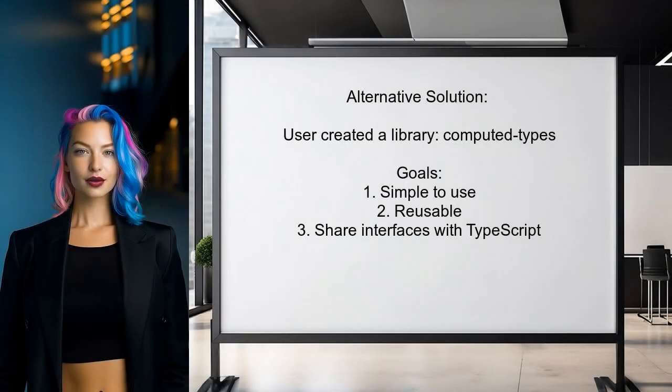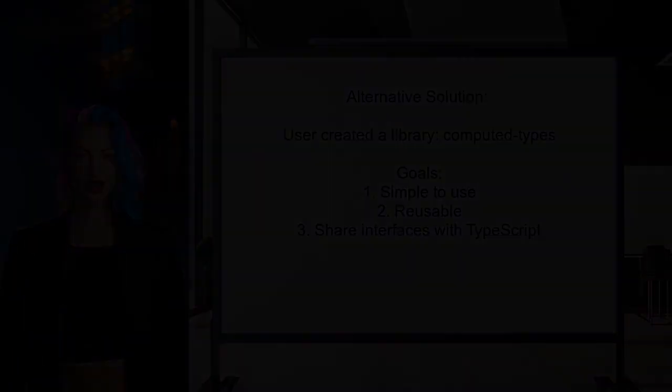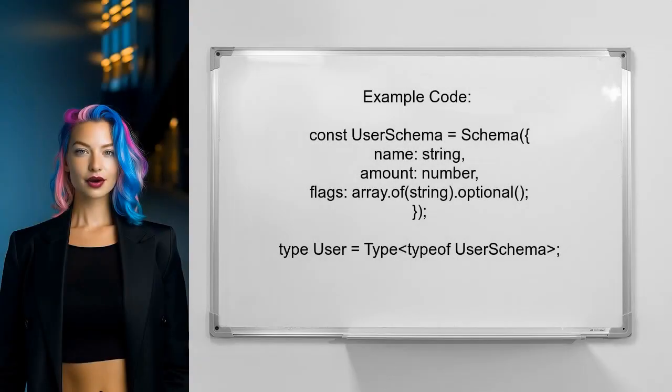An alternative approach to object validation in TypeScript is provided by a user who created a library called computed types. This library aims to be simple to use, reusable, and share the same interfaces as TypeScript. With computed types, you can define a schema for your data models. For example, a user schema can be created to validate properties like name, amount, and flags. This is similar to how you would do it with Joi, but it integrates directly with TypeScript types.